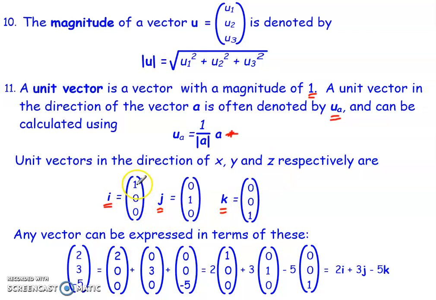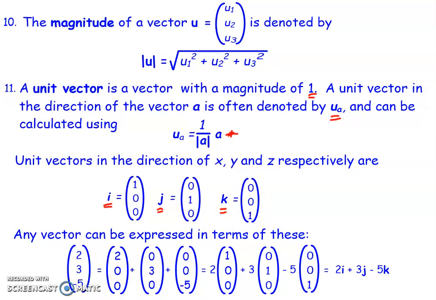And that actually comes through. If you look at this one, i travels 1 unit in x, and nothing in y and z. j travels nothing in x, a unit in y, nothing in z. And k travels nothing in x and y, and 1 unit in z. Now the magnitude of each of those is quite simply 1. Now any vector can be expressed in terms of these.